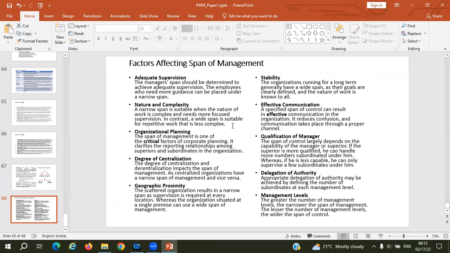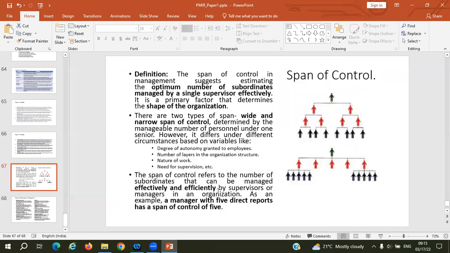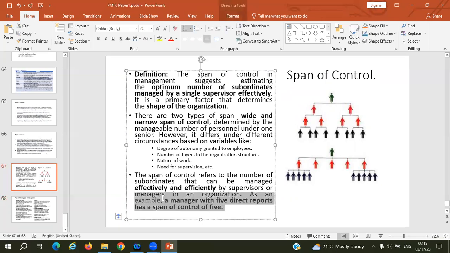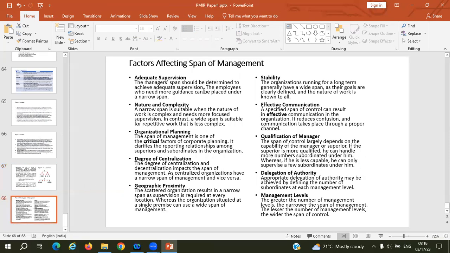What is span of management and span of control? Two words, not to be confused. Span of control, you understood very clearly, is the total number of subordinates. A manager with 5 direct reports has a span of control of 5. So span of control says how many people you have under you in your organization. If it is 2 or 3 or 20, that is span of control. And managing all these people is span of management.